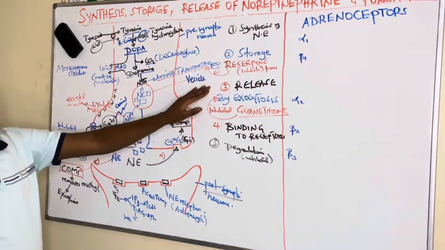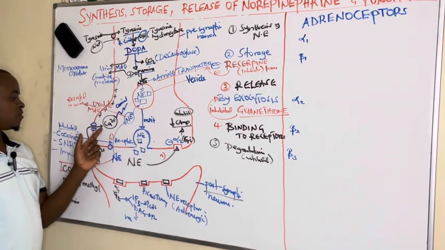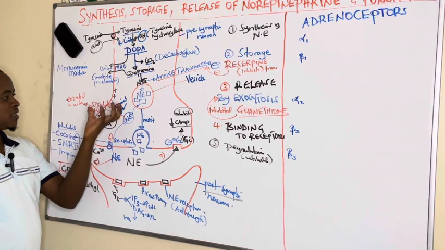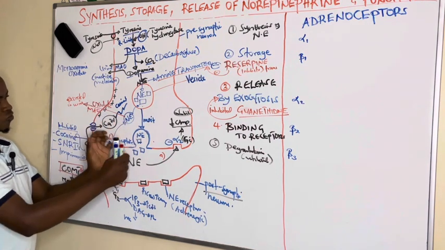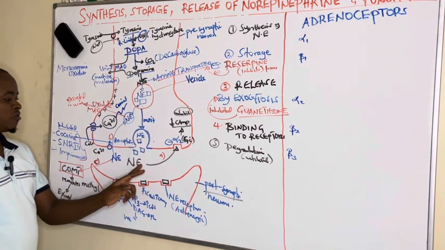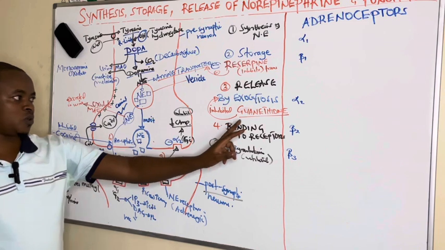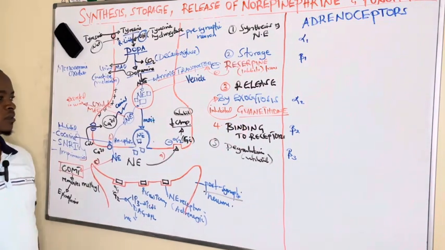Then we went to point number 3, which is release, that upon entry of calcium ion via voltage-gated channel, it causes an electric current that causes contractions of the vesicle to fuse with the membrane, leading to release of norepinephrine by exocytosis, and we saw it is inhibited by guanethidine.